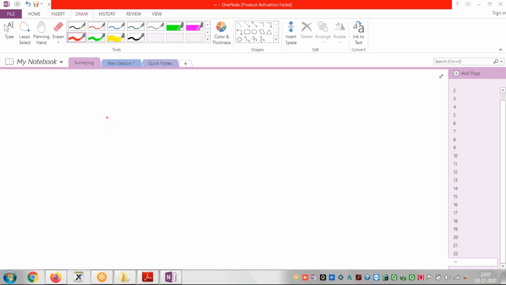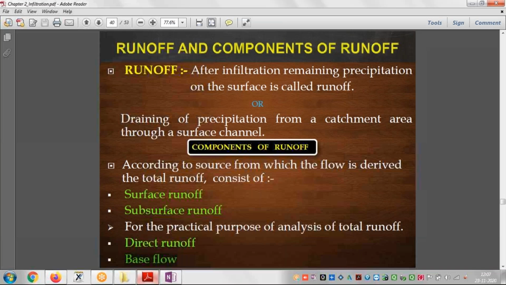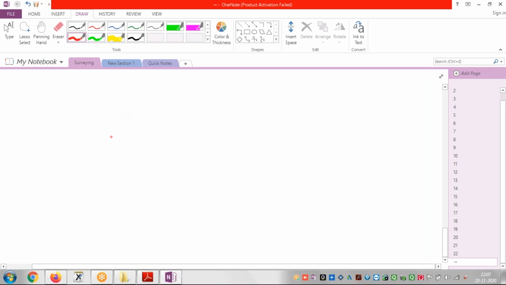And what is base flow? I have already explained base flow, right? Base flow is the flow which meets the water table and goes to a very high depth. So there is direct runoff, and this is the base flow.